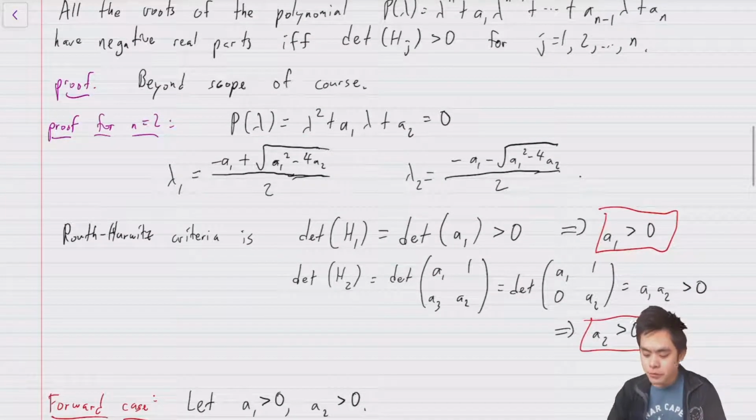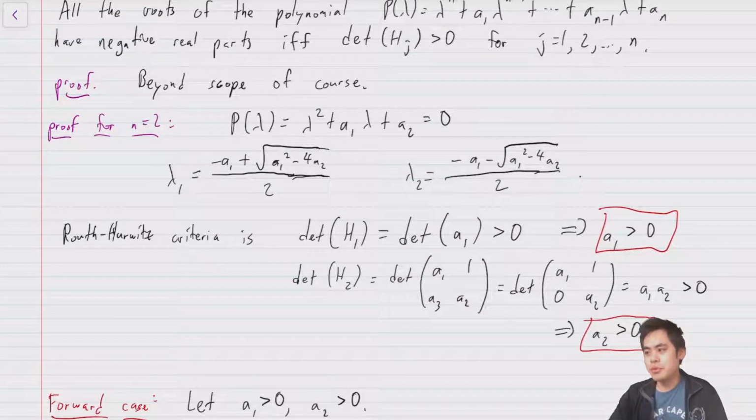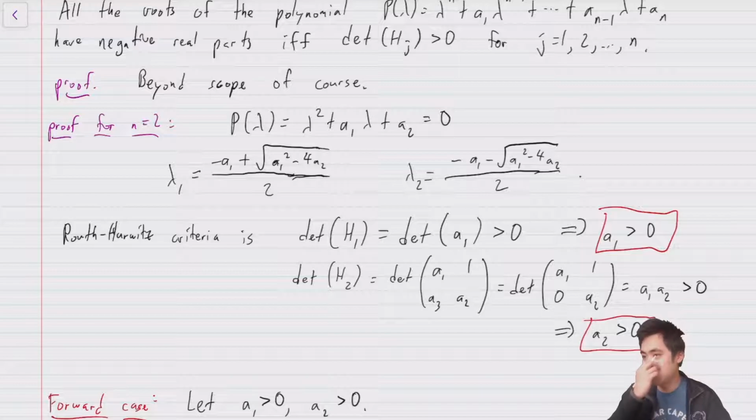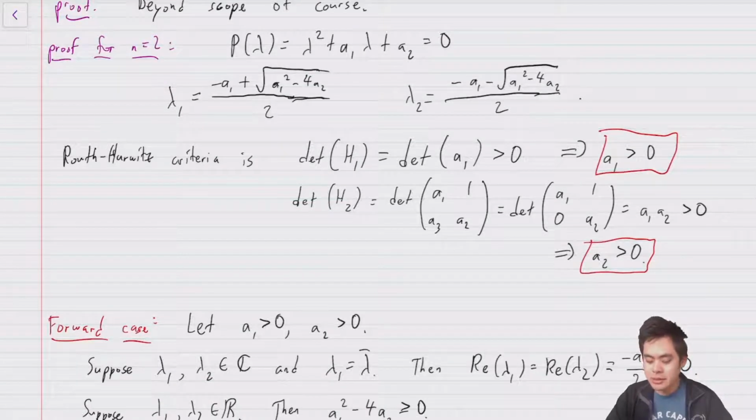But we did give the proof for n equal to 2, so the super easy case. So when you're doing that, what you have to do is start out by saying, well, let's write out the polynomial, which is going to be lambda squared plus a1 lambda plus a2. And then this one, it's easy to compute the eigenvalues by just using the quadratic equation. And then the Routh-Hurwitz criteria is that the determinant of each of these matrices is greater than 0. That ends up being equivalent to saying a1 and a2 are both positive.